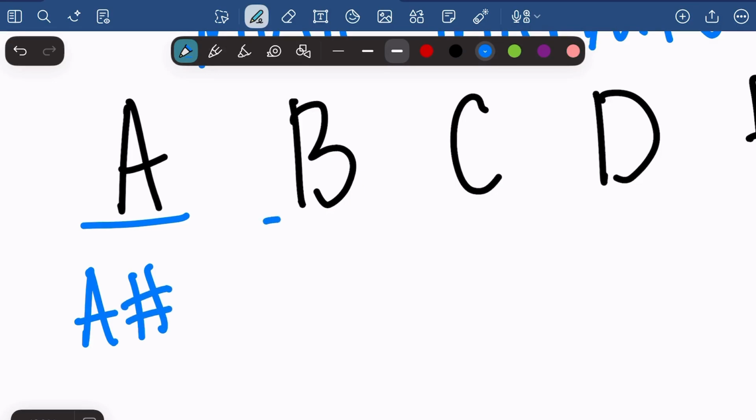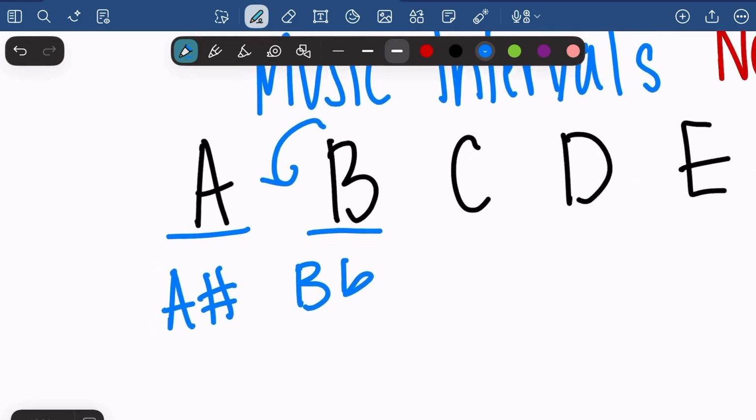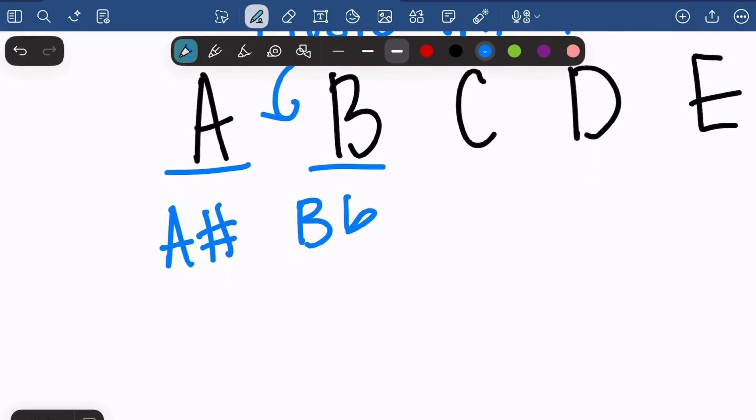Now, if we start with B and we go back a half step, we call this B flat. These two pitches are identical but have different names. We call these two pitches enharmonic pitches.